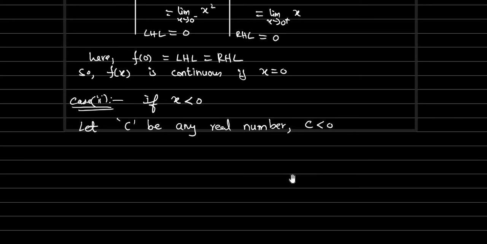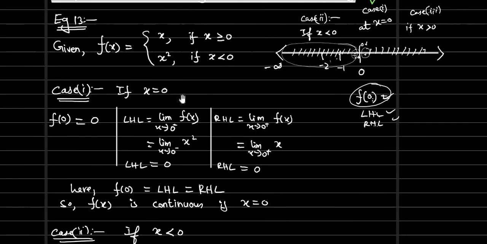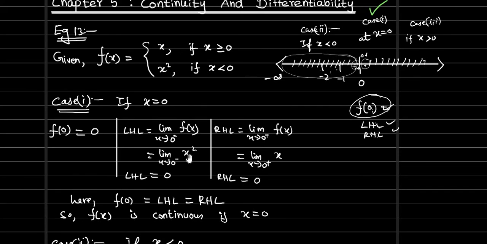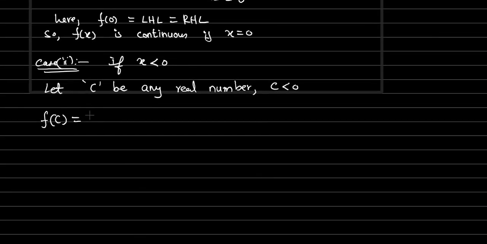f(c) value, left-hand limit, right-hand limit, the same thing. So first, f(c). What is the condition of c? c should be less than 0. If it is less than 0, which function do we need to use? The second function. f(x) equals x square, so f(c) will be c square.